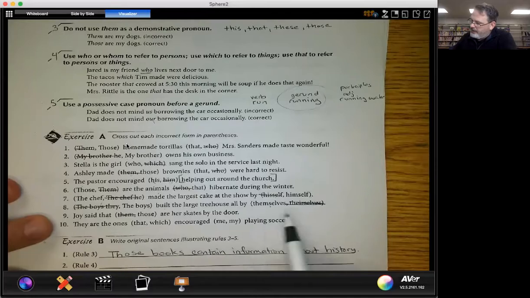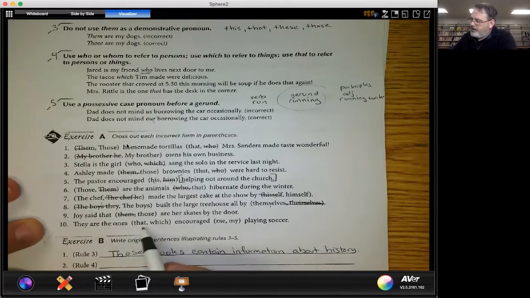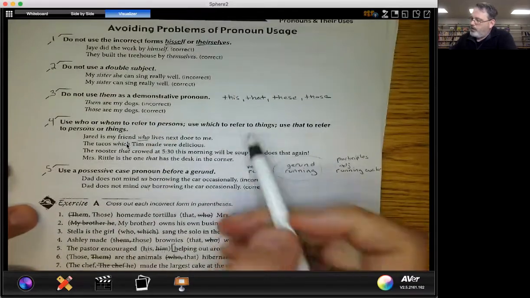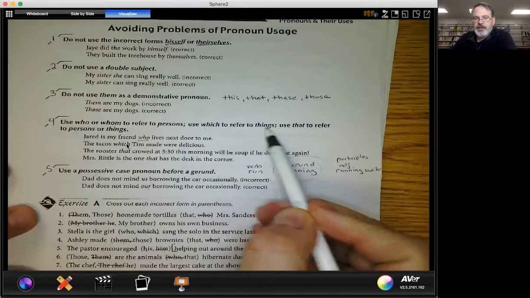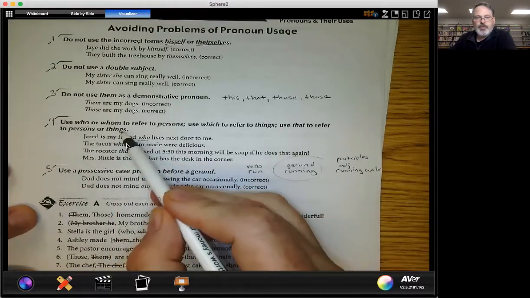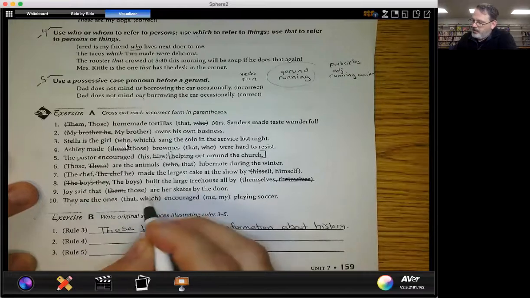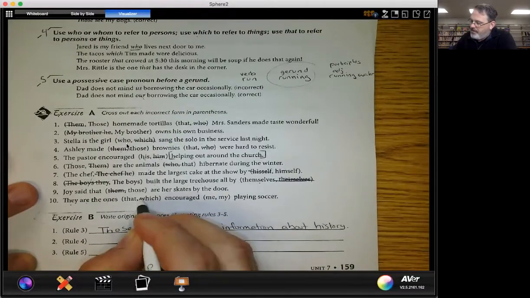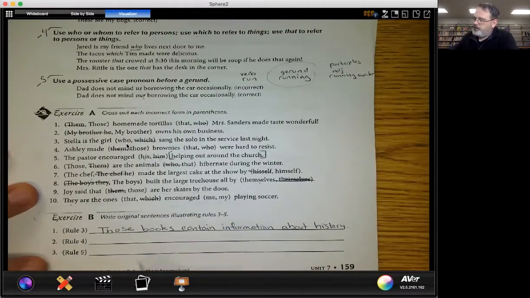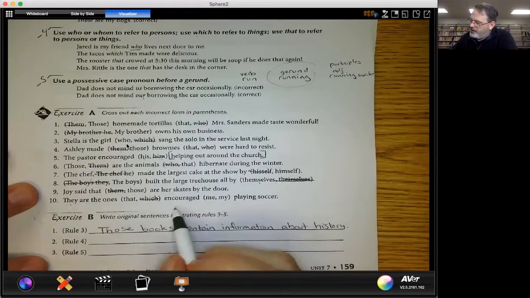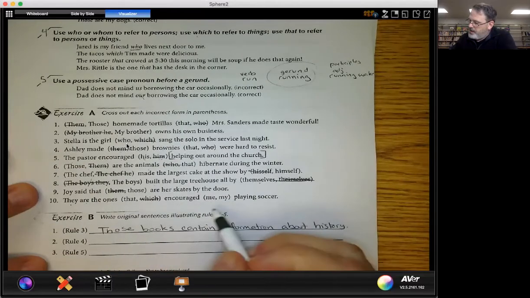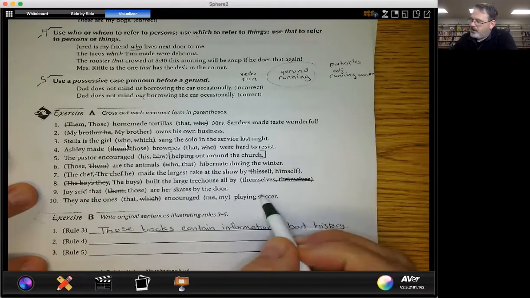All right? And then they are the ones that or which encouraged me or my playing soccer. Well, let's work on the first one. They are the ones that or which. Well, which is always used for things. That can be both persons or things. So we're talking about they, that's people. So they are the ones that, because which would be only things, right? Encouraged me playing soccer or my playing soccer.